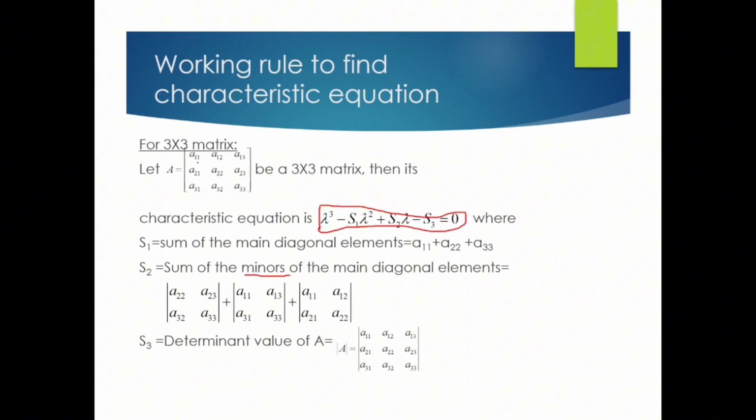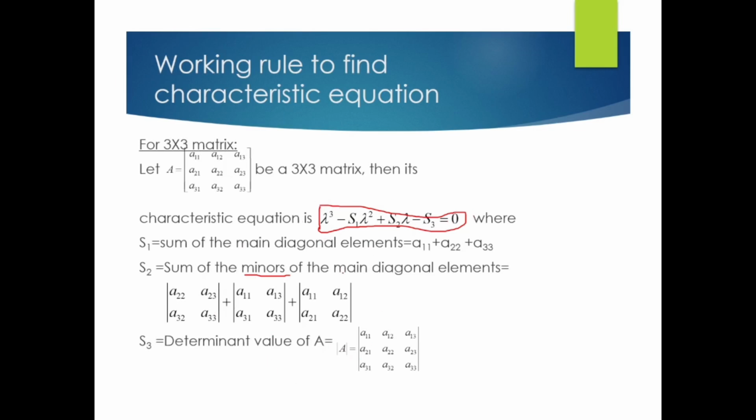Plus the next diagonal element is A33. The similar procedure we follow: leave the corresponding row and column, so I get A11, A12, A21, A22. And S3 is the determinant of A. So this is how we find S1, S2, S3. Go back to the characteristic equation, substitute the values, and we get the characteristic equation of the given matrix.